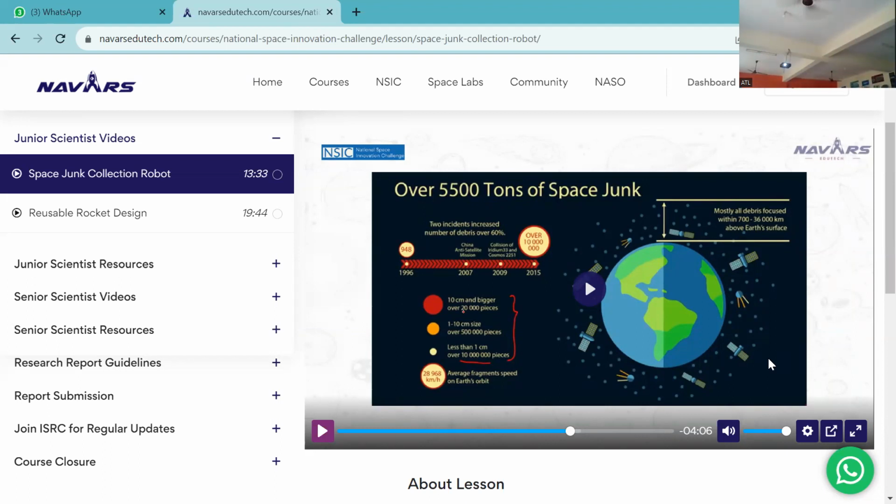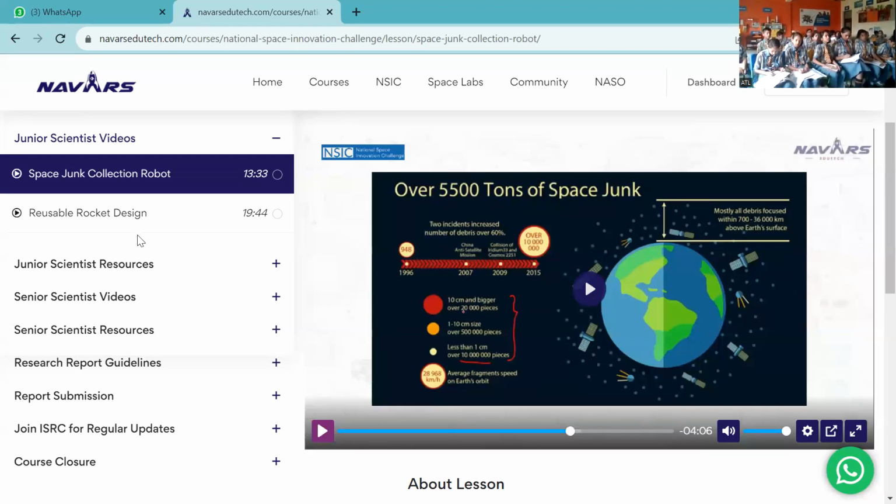Excellent. Correct answer. Okay. So what we have to do in this project is a space junk collection robot. So we have to design a robot which can collect that space junk. The remaining parts of our satellites, which are not used for the mission, keep moving around in space like this, so we need to make a robot which can collect that.